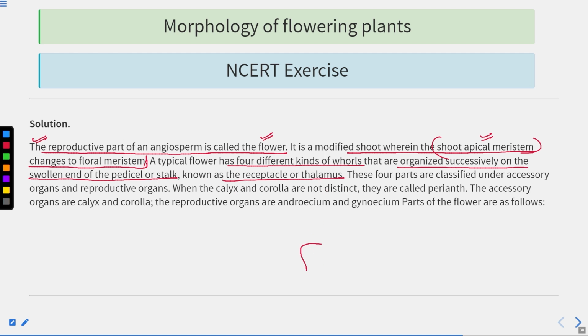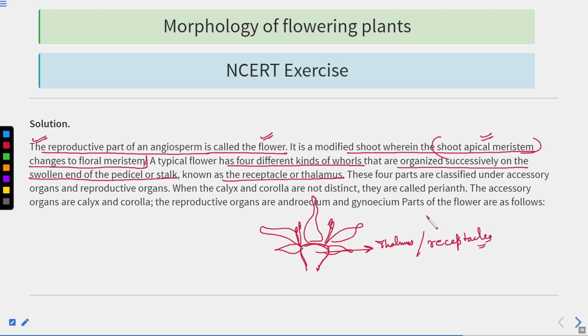So what you see, this is the thalamus. The sepals are there, the petals are there, then the male part androecium and the female part gynoecium. This is what we see in the case of a flower: 4 different whorls, and all these whorls are arranged on this thalamus or receptacle. These four whorls are the modification of the shoot apical meristem, and it changes when it forms the flower, when it changes to the floral meristem.